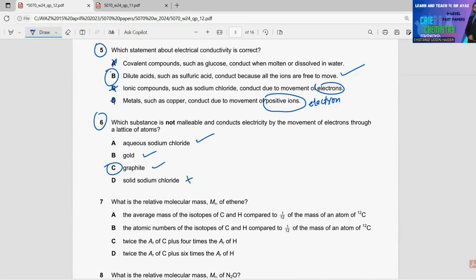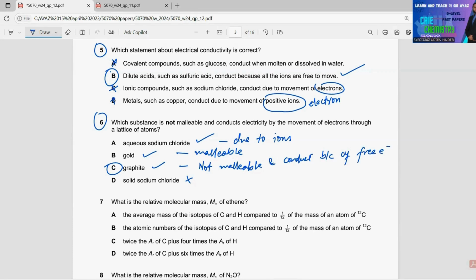Solid sodium chloride does not conduct electricity. So aqueous sodium chloride conducts electricity due to the movement of ions, not electrons. Gold conducts due to the movement of electrons, but it is malleable also. Due to ions, this one is malleable. And this one is non-malleable and conducts because of free electrons. So C must be the right answer in this case.